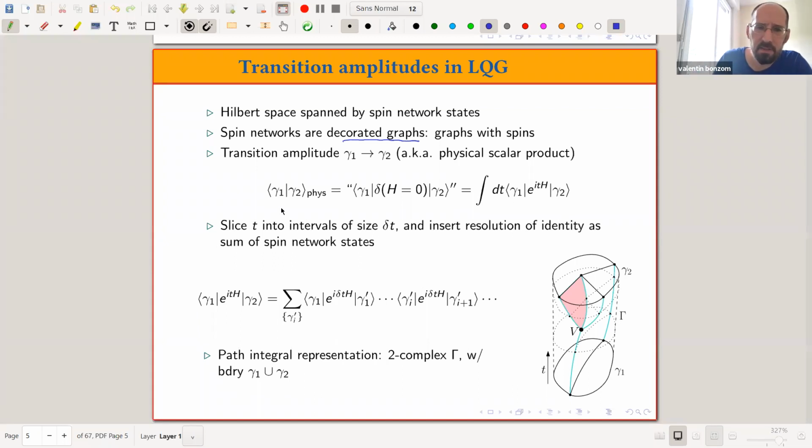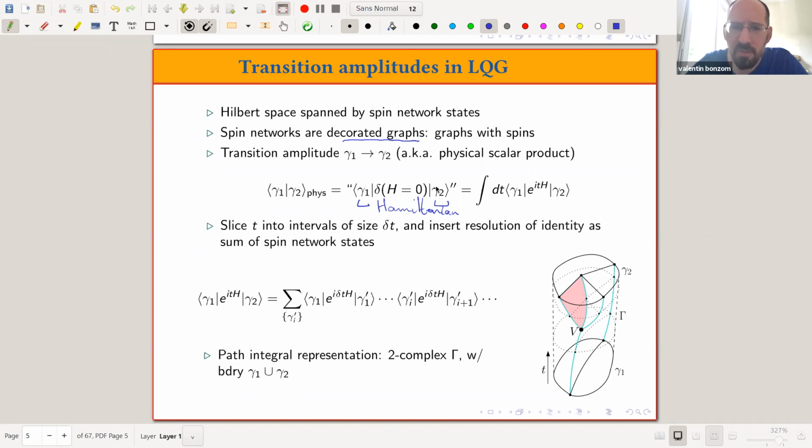And the reason is that you take those two states, gamma 1 and gamma 2, and then you know that the Hamiltonian is in fact a constraint. So basically what you want to do is take a state, let's say gamma 2, and project it onto a subspace where the Hamiltonian vanishes.